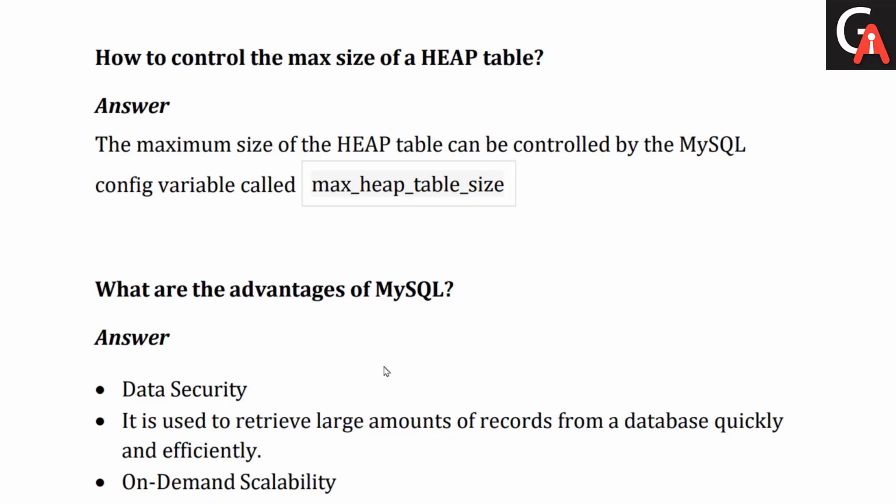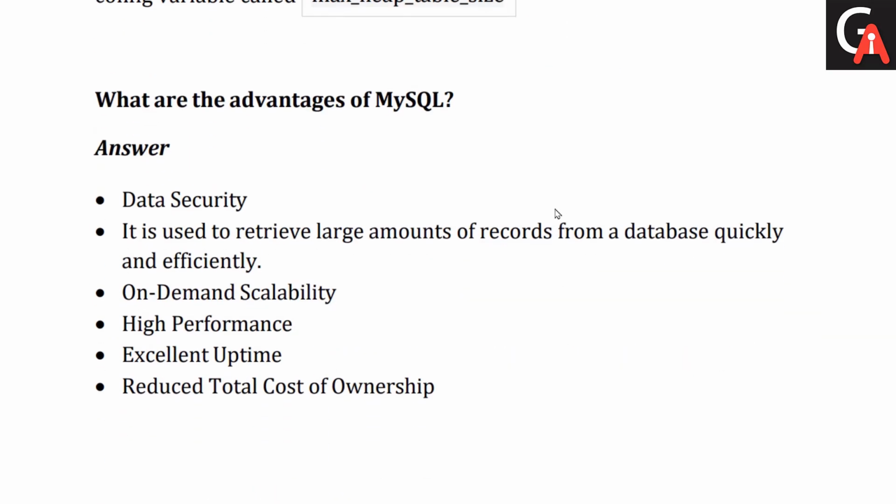How to control the max size of heap table? Basically a heap table stores our temporary data. So heap is a memory storage for temporary results. The maximum size of a heap table can be controlled by the MySQL configuration variable called max_heap_table_size. So this is the variable name, in which you can basically control the heap size of the temporary results. Clear? Next, move to the other question we have.